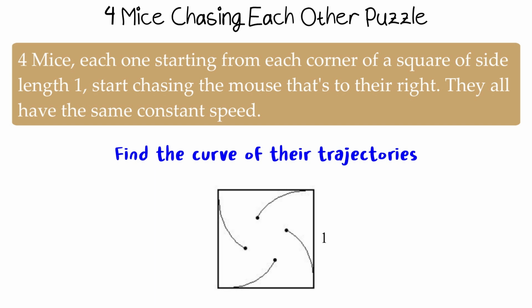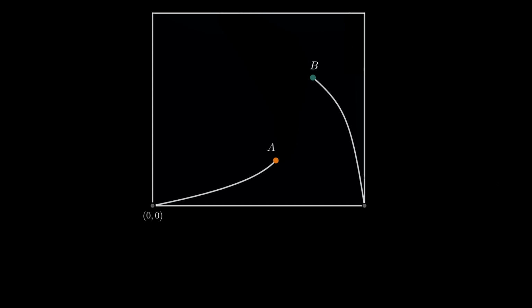Oh yes. So the problem states that 4 mice start out at the 4 corners of a square of side length 1 unit. They all have the same speed, which is constant, and each mouse pursues the mouse to its right. Since all of them have the same speeds, they'll have the same path as well, hence we'll be focusing entirely on the mouse on the bottom left corner. So let's turn our attention to this diagram here.